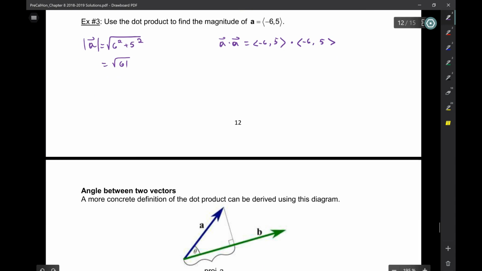So what's A dot A here? 36 plus 25. What's A dot A? 61. Okay? What is that compared to the magnitude? It's the square of the magnitude. So A dot A is really the square of the magnitude.